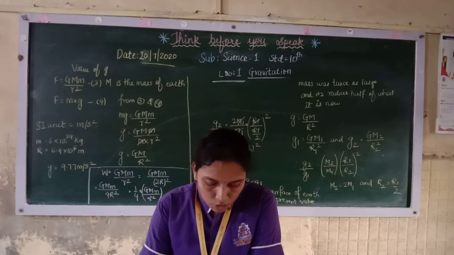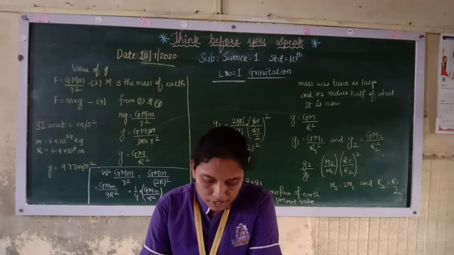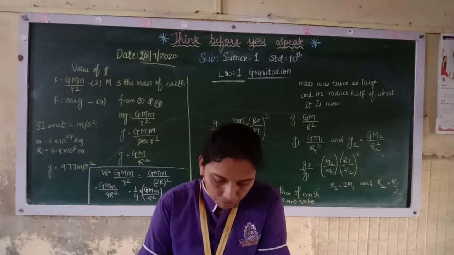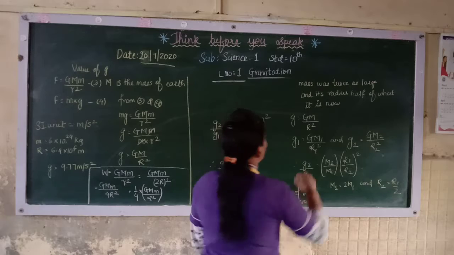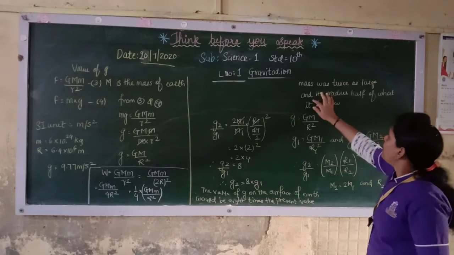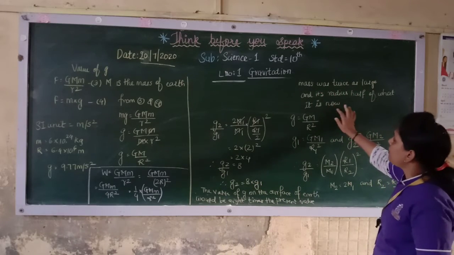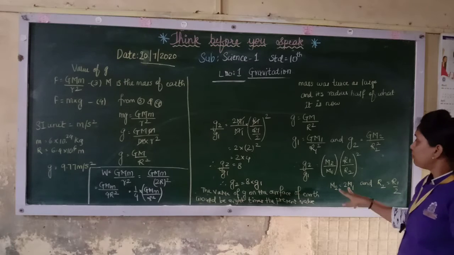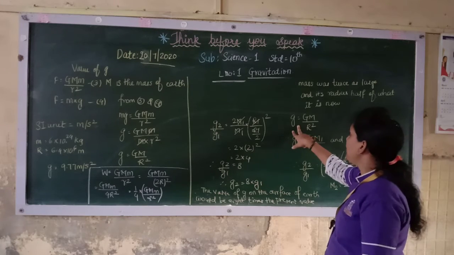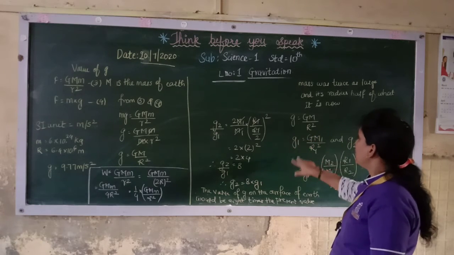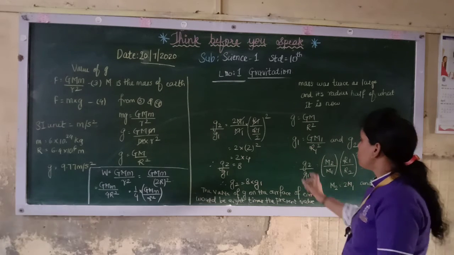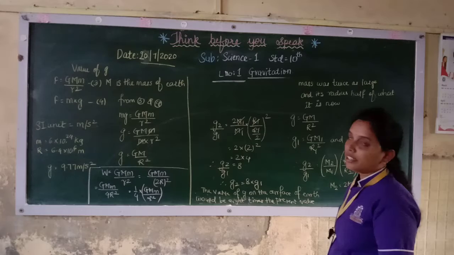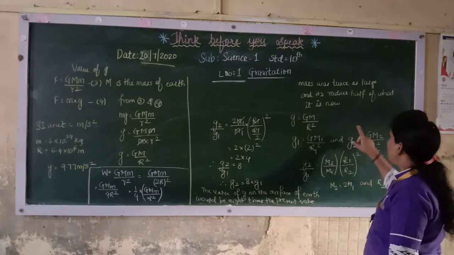What would be the value of g on the surface of the earth if the mass was twice as large and its radius half of what it is now? Now if you see, the mass is twice as large and the radius half of what it is now. Now see, if we take g is equal to G M upon R square, g1 will be the present conditions and g2 will be the double one.